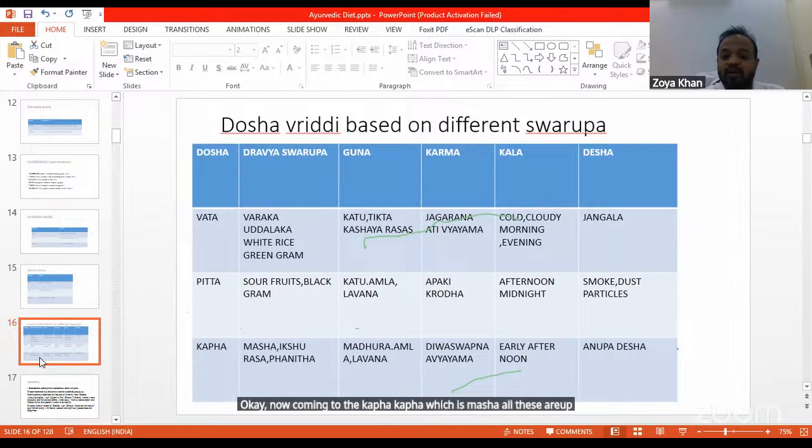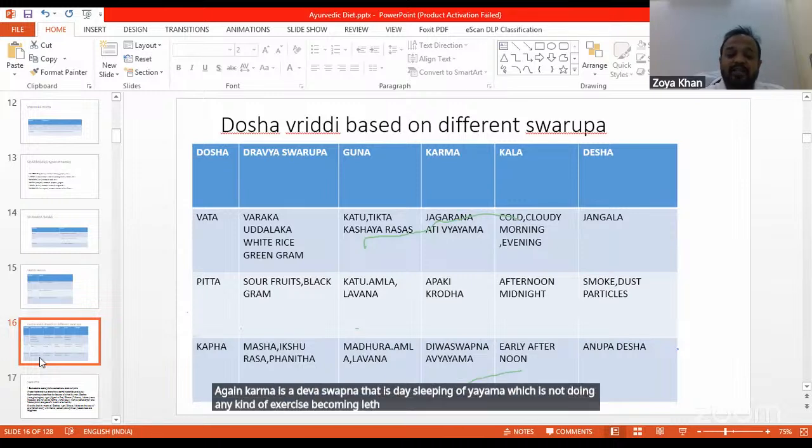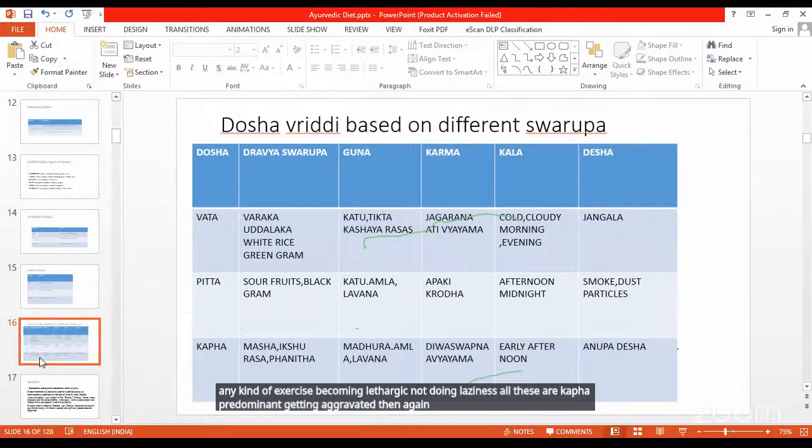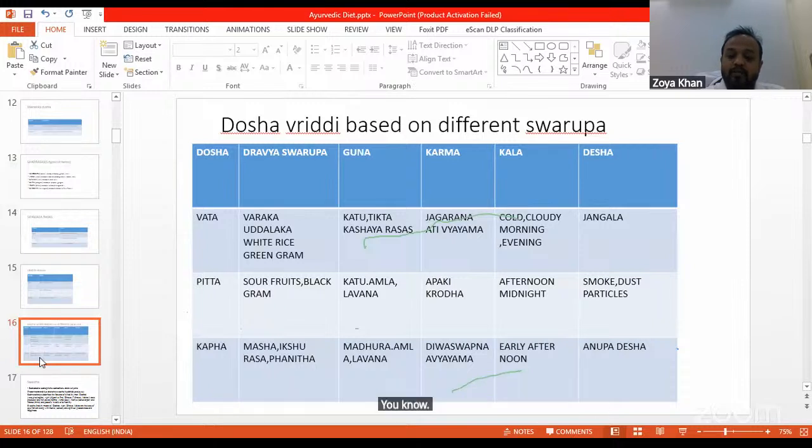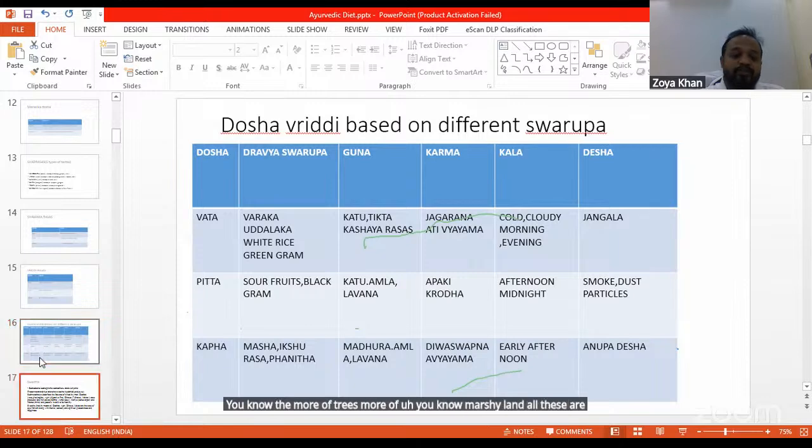Now coming to the Kapha, Masha, Ikshu, Rasa, Fanita, all these are Dravya Swarupas. Gunas are again Madhura, Amla, Lavana. Karmas are Deva Swapna, that is day sleeping, and avyayama, not doing any kind of exercise, becoming lethargic and lazy. All these aggravate Kapha. Kala is early afternoon, then Anupadesha, where there are more trees and marshy land.